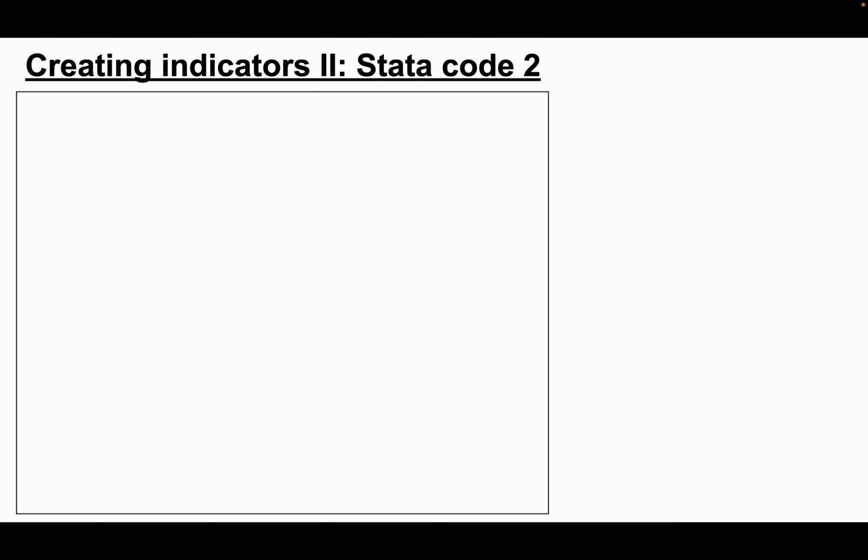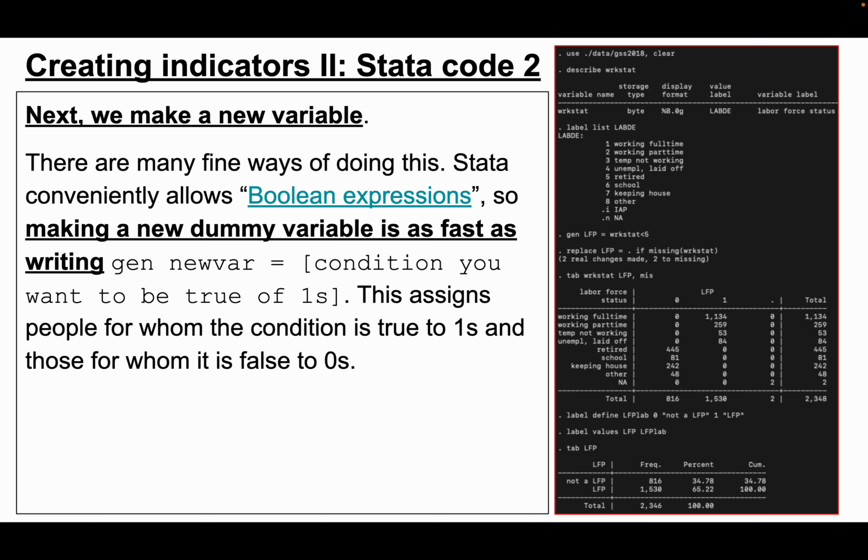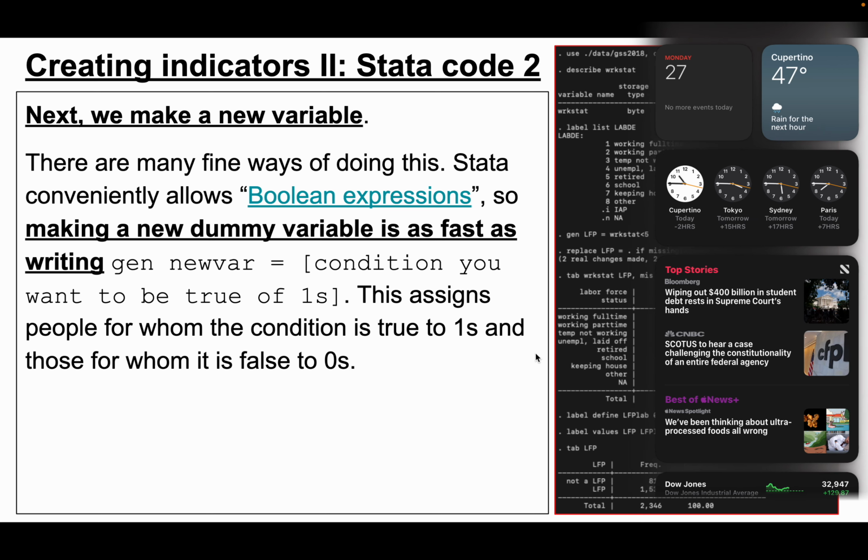Okay, so let's go ahead and make that new variable. There's a lot of ways to do this in Stata. The most convenient way is to use Boolean expressions. So you can make a new dummy variable in the following way. You say gen newvar equals, and then the condition you want to be true of the ones. This will assign people for whom the condition is true to 1, and for those for whom it is false to be equal to 0.